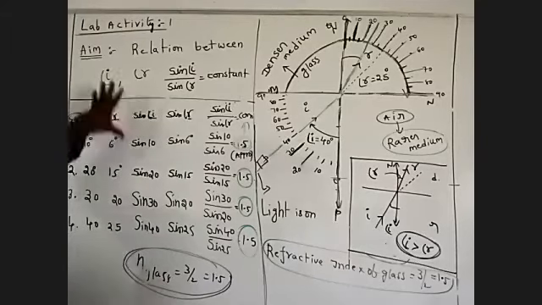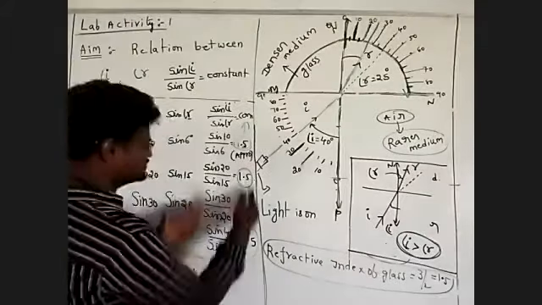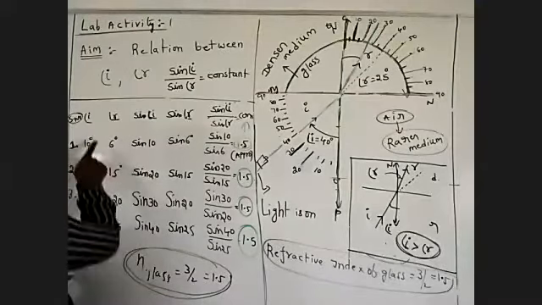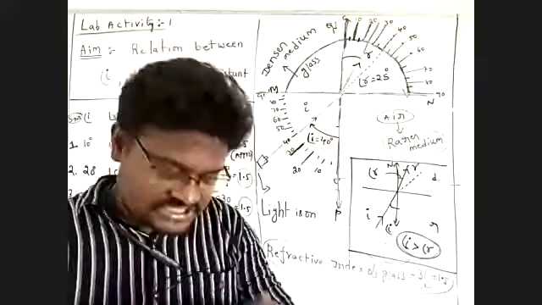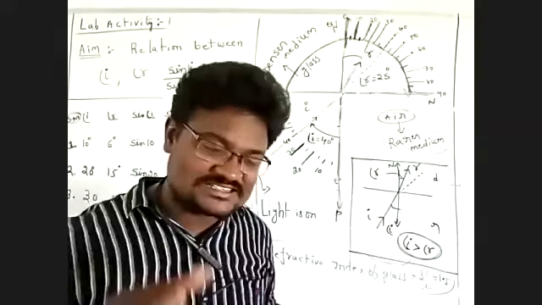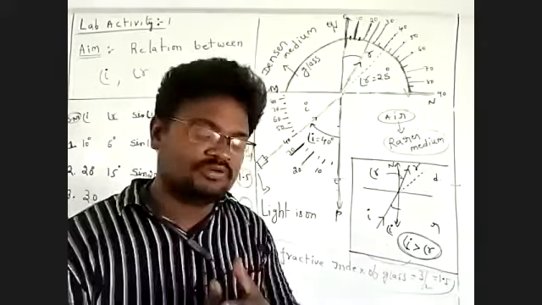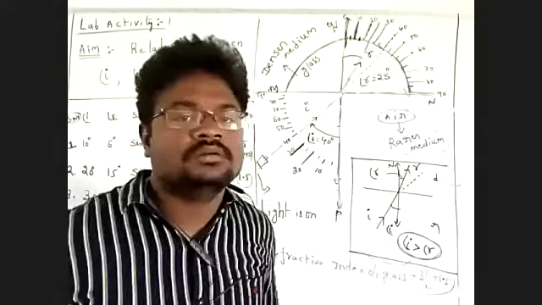Now this is a relation. I'm showing this is constant. This angle is always greater than this one. The refracted ray is bending towards the normal. You have to write in this manner from the exam point of view. You will get full marks. Okay.